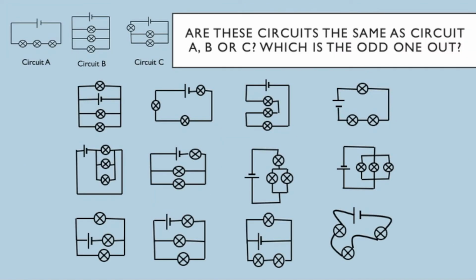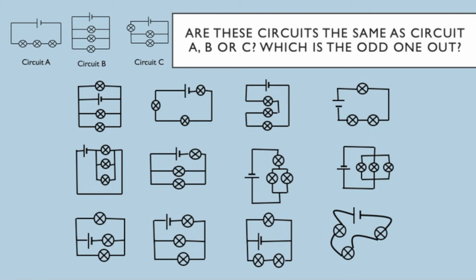Right, this is something for you to do then. So have a look at circuit A, B and C. What I'd like you to do is to pause the video, and I'd like you to answer, are these circuits the same as circuit A, B or C, and which one is the odd one out? Okay, so pause it there and have a go at that.